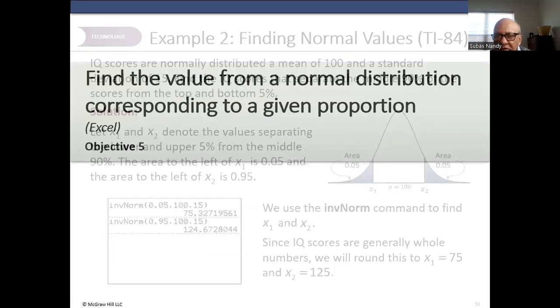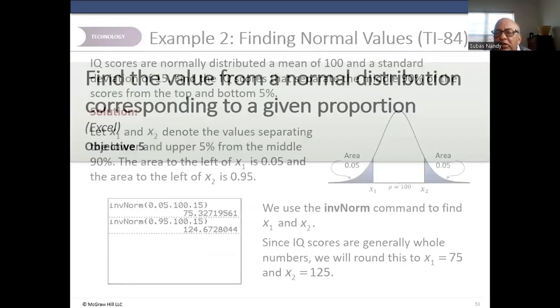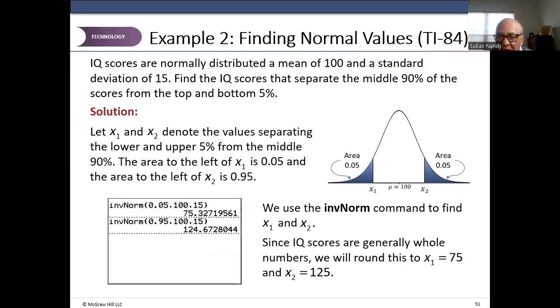How about x2? We know the area in the center is 0.9. Area in the left tail is 0.05. So the area to the left of x2 is 0.9 in the center, unshaded area, plus the shaded area in the left tail, 0.05. So 0.9 plus 0.05 is 0.95. So I go second VARS, number 3. Now my area will no longer be 0.05. It will be 0.95. We do not change the mean and the standard deviation. We paste, enter, and enter. And that's 124.67, which they rounded to 125.